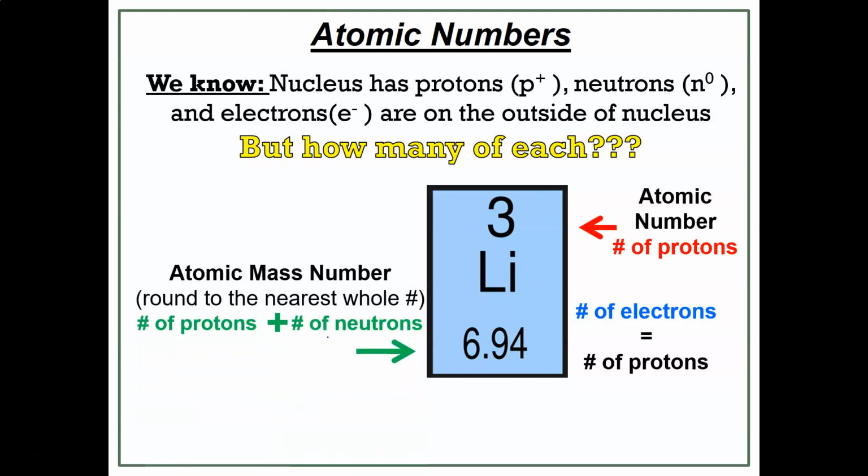The atomic mass number you'll find at the bottom of the box. It usually has decimals on it. It's an average. So when we're trying to count how many particles we have, we'll be rounding to a whole number. That's the atomic mass number. It'll be the number of protons plus neutrons. So if you have 6.94 for lithium, you would round up and say it would be 7.